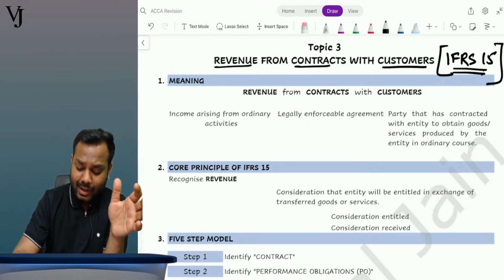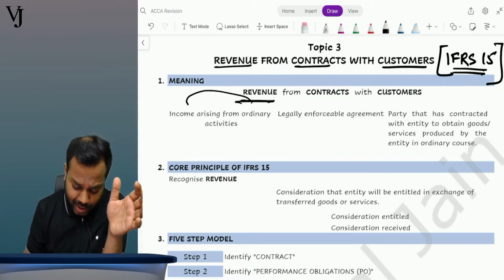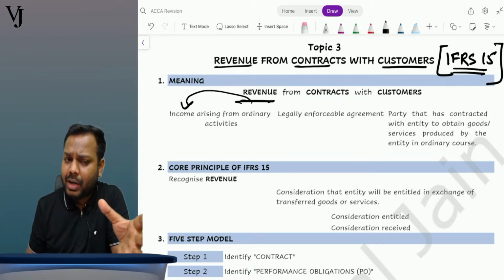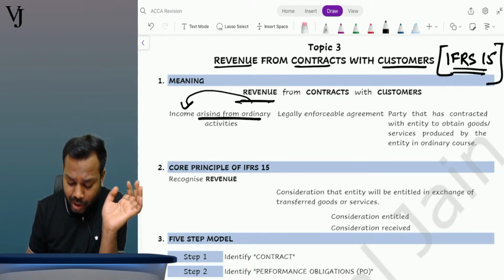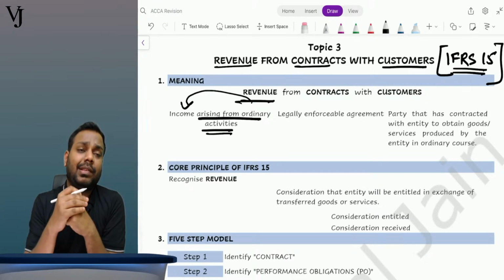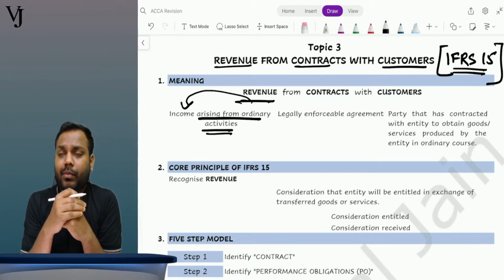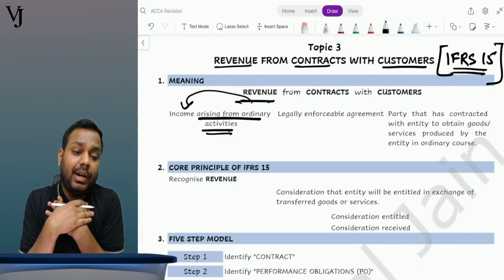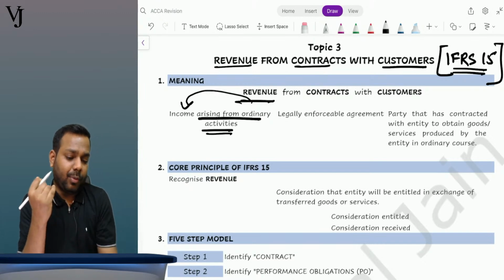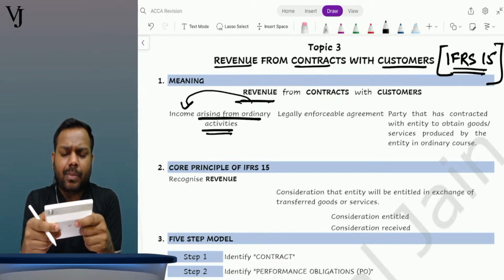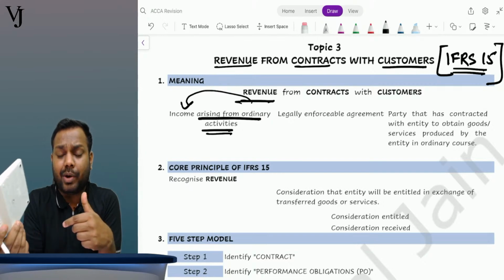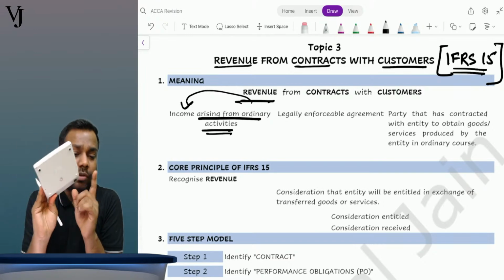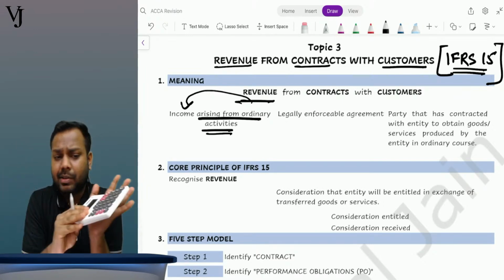So revenue is an income. But are all incomes revenue? No. Revenue is income arising from ordinary activities. The fees that you guys give me are from an ordinary activity, so they are my revenue. Now suppose this calculator is not working properly, so I sold the calculator. Is the profit on sale of the calculator my revenue? It is my income, but it is not revenue.